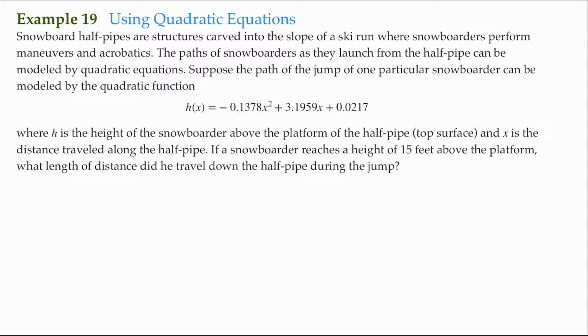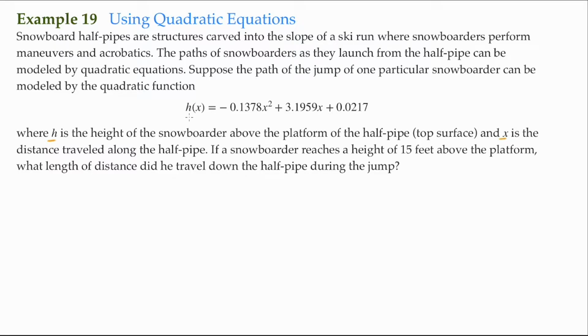equations. Suppose the path of the jump of one particular snowboarder can be modeled by the quadratic function h of x is equal to negative 0.1378x squared plus 3.1959x plus 0.0217. And of course you can see that this is a function. This is known as a quadratic function, where h is the height of the snowboarder above the platform of the half pipe, and x is the distance traveled along the half pipe.